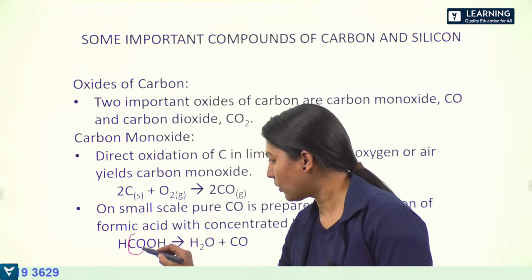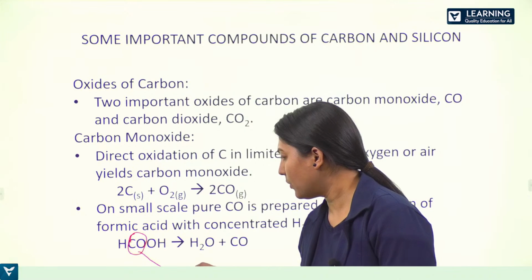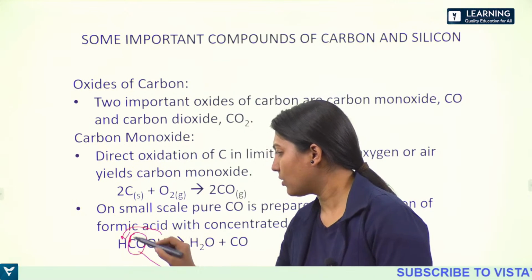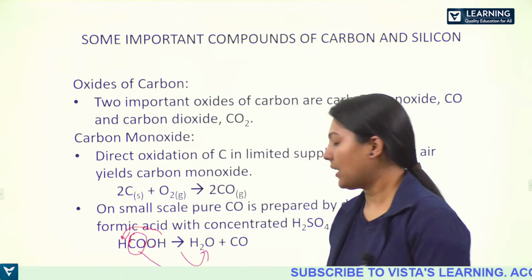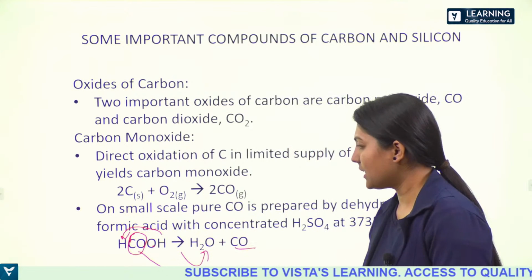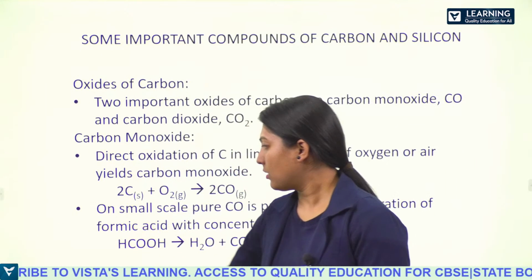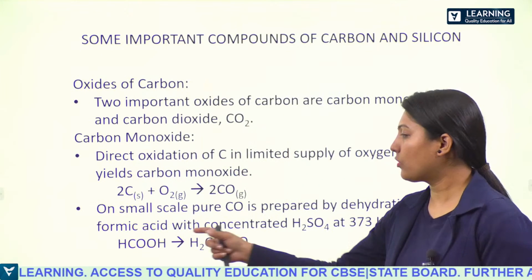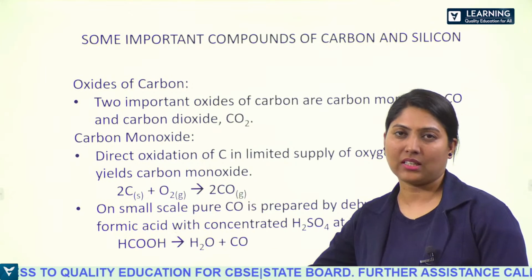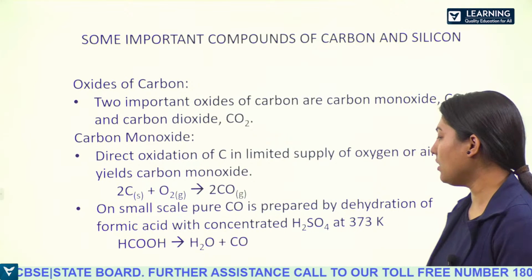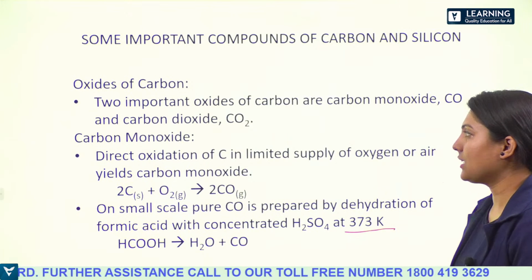Carbon monoxide is removed, and the H and OH combine to form H2O. So carbon monoxide is removed from formic acid. Got it? So when formic acid is treated with sulfuric acid, we get carbon monoxide removed along with water at 373 Kelvin.